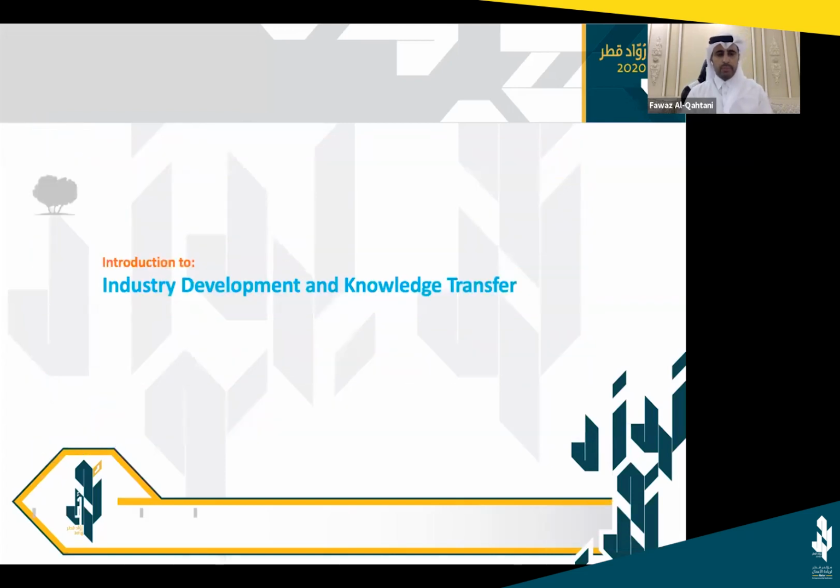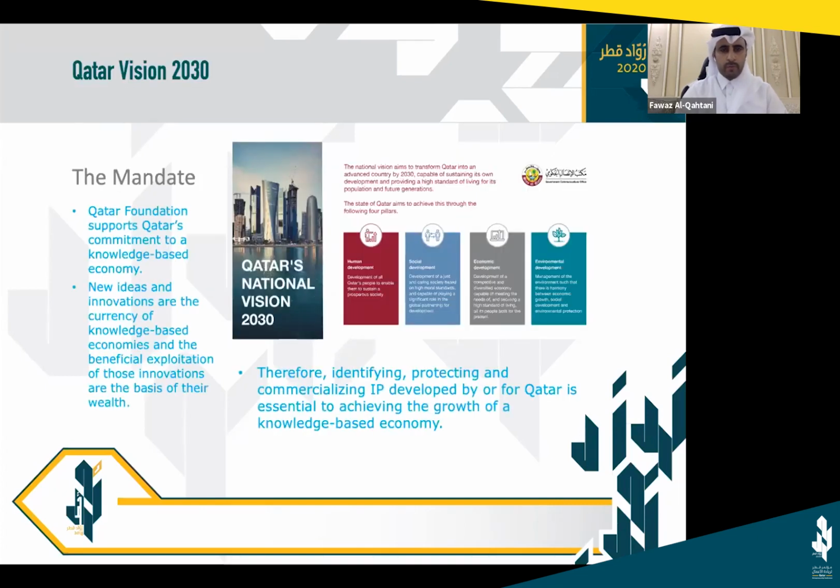So before we jump into IP, I would love to give you an introduction about the Industry Development and Knowledge Transfer Office. Since our office is part of Qatar Foundation, it's our mandate to support Qatar Vision 2030 for a knowledge-based economy. First we define what the knowledge-based economy is. It's based on innovations and new ideas, which are the currency of the knowledge-based economy. So identifying, protecting, and commercializing IP developed here in Qatar is very essential to achieve such a mission. It's not easy.